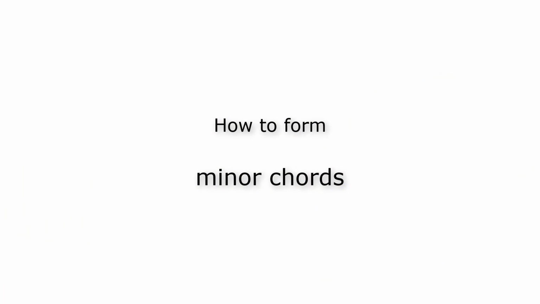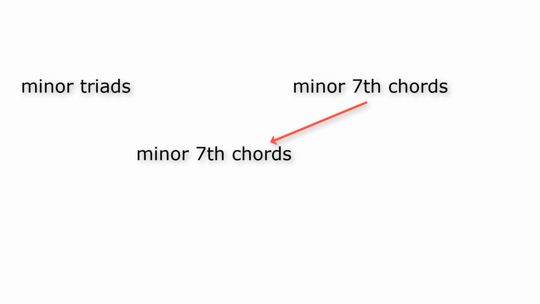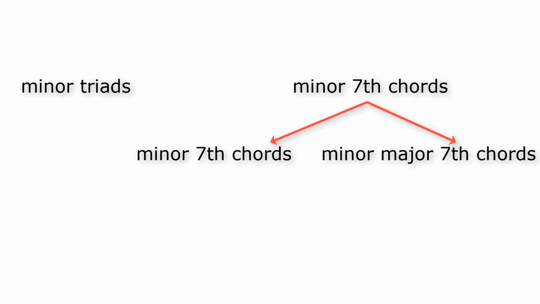In lesson 11 of the music theory series, I will explain exactly how to form minor chords. I will start with minor triads, and after that I will explain how to form minor seventh chords. Those minor seventh chords, I will split in two. First, the chords that we just call minor seventh chords, and after that, the minor major seventh chords.